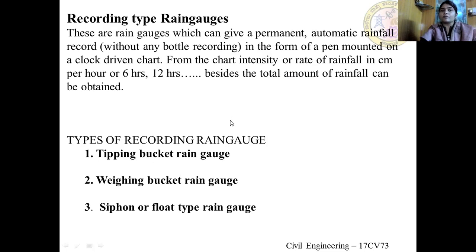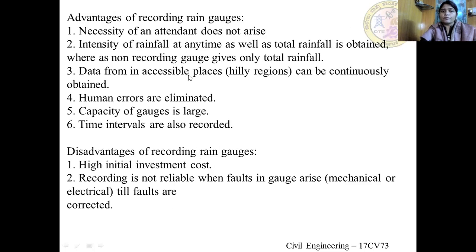So now various types of recording rain gauges used are tipping bucket rain gauge, weighing bucket rain gauge, siphon or float type rain gauge. But for the syllabus, tipping bucket and weighing bucket rain gauge are not included. So you'll have only siphon type or float type of rain gauge. So let me move on to the float type of rain gauge. Now, I'll talk about the advantages of recording rain gauge and disadvantages of recording rain gauge, and then I'll be explaining about siphon type or float type of rain gauge.